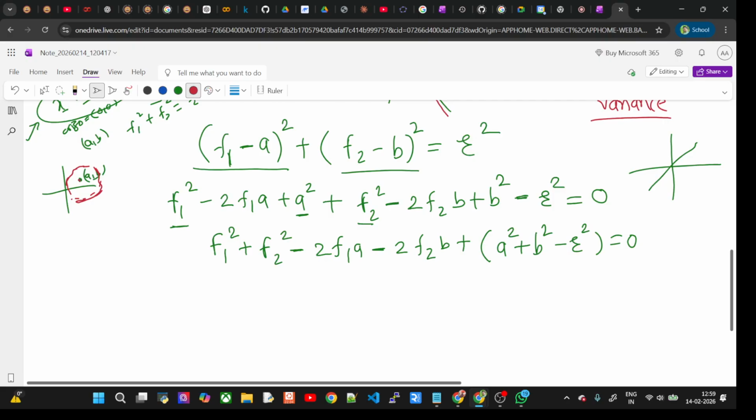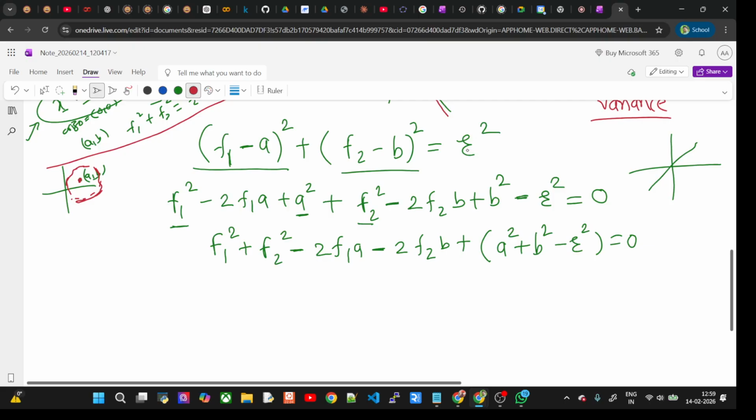So you thought, okay, start from scratch. What is this? This is a circle, with center point a and b. How can we write the equation of the circle? (f1 minus a) square plus (f2 minus b) square equals r square. This is the standard equation of the circle, the normal circle equation.